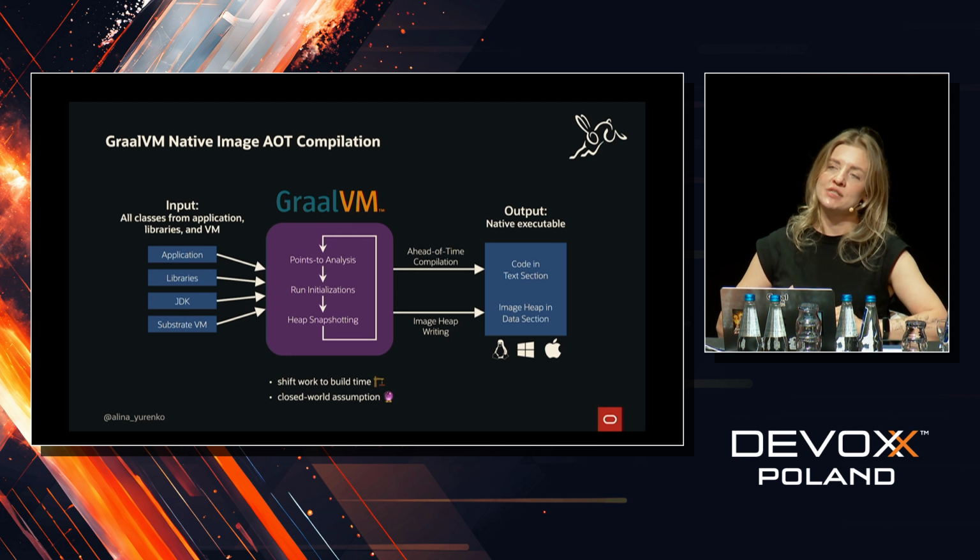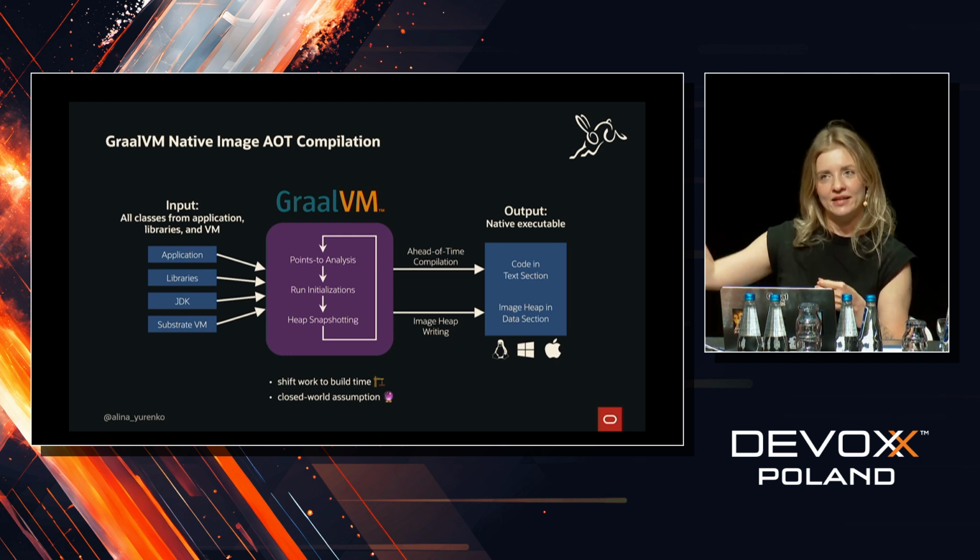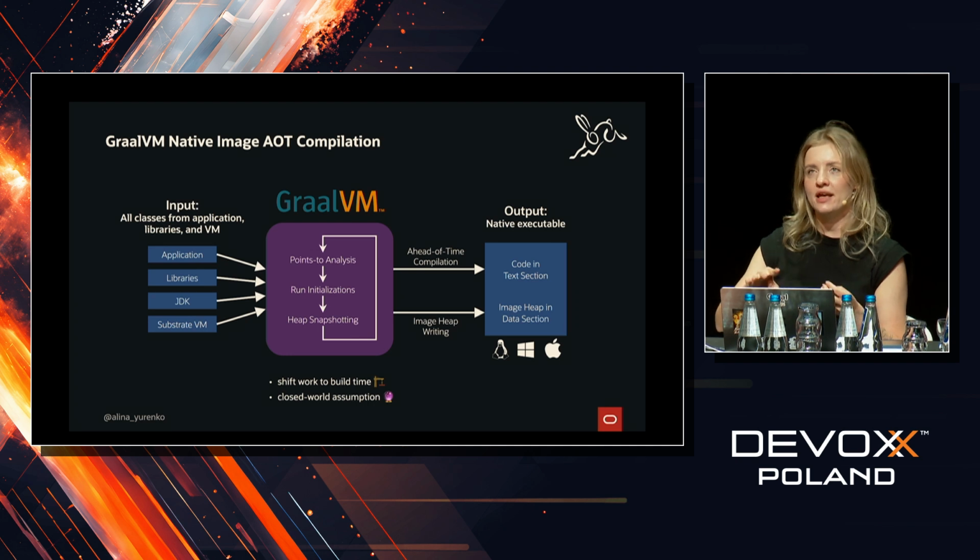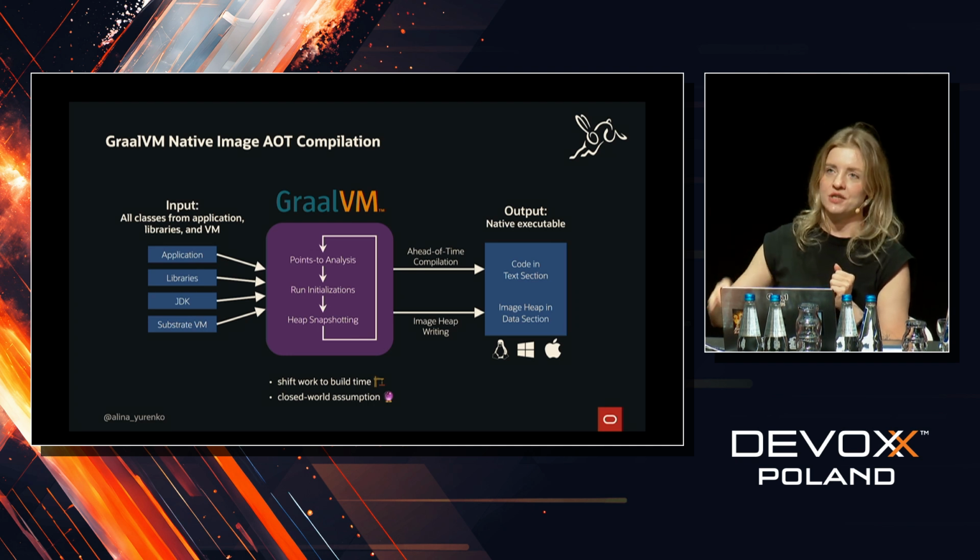But then if you want to do something a bit more tricky and less predictable, and the runtime hasn't happened yet, you need to tell native image, hey, I want to be able to do this in terms of reflection at runtime. Please build an image that will allow me to do so.